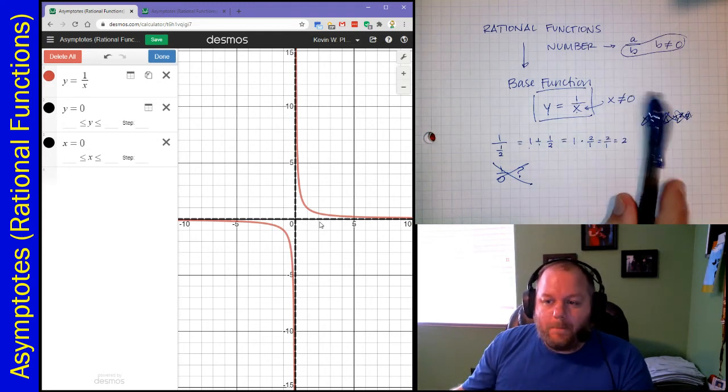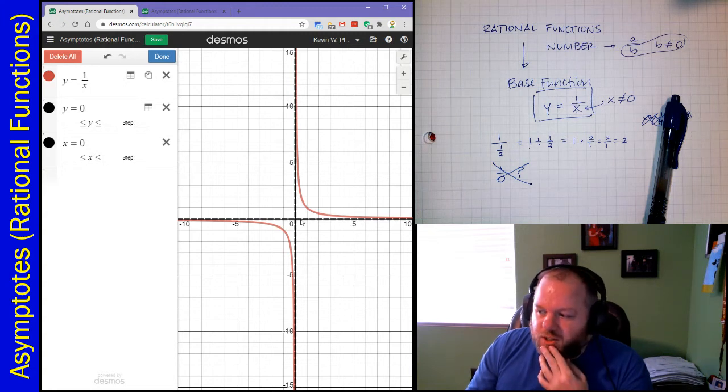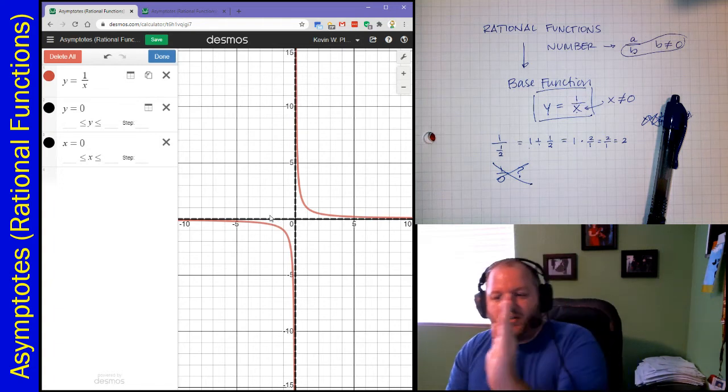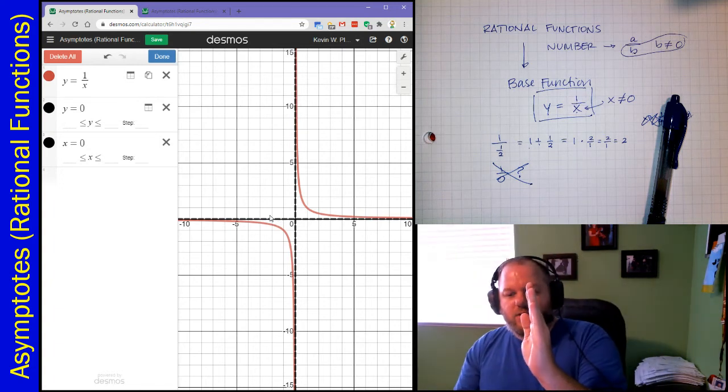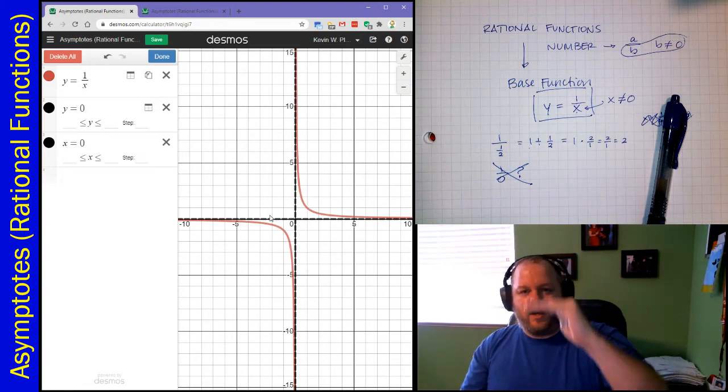So now we start with this base function, y equals 1 over x, and we wind up with two asymptotes. The only catch is that we can start moving this around. We have these, not transpositions, I'll think of the word. But we can move this left and right, translate it. We can translate it left and right. We can translate it up and down.